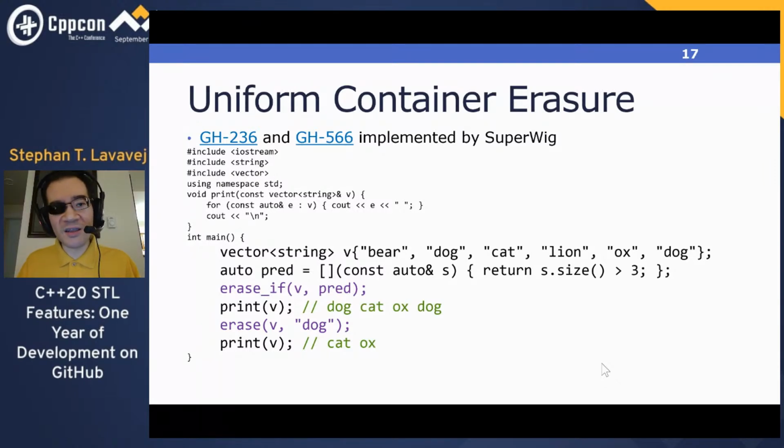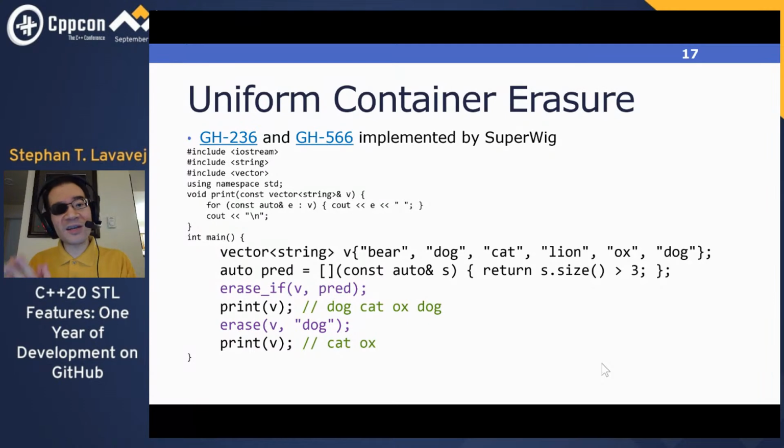So I can express that in the form of a function, a lambda. Here I've got a lambda called pred. All I need to do is call std::erase_if and give it my vector and give it my predicate, and it will erase all the elements that satisfy that predicate. So here, bear and lion are length 4, greater than 3. Those will be erased, and I'll be left with just dog, cat, ox, dog there.